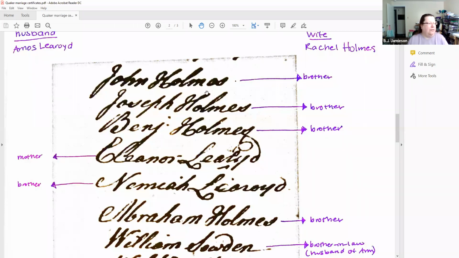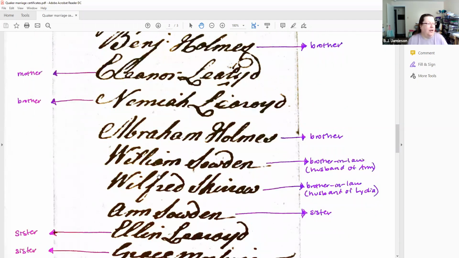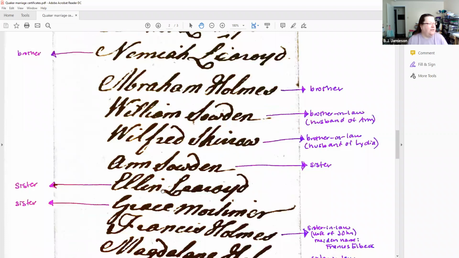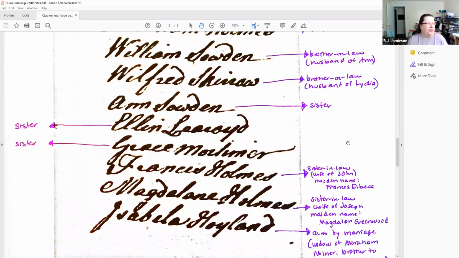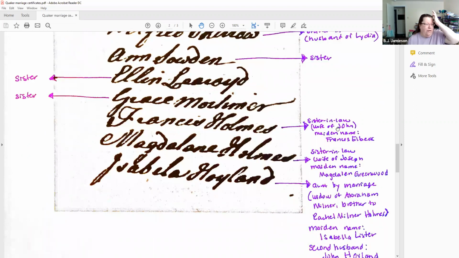And I was able, through looking at records, to figure out that John, Joseph, Benjamin, and Abraham were her brothers. William Soden and Wilfred Sherrow were married to Rachel's sisters. And so here's Anne Soden, the sister. We go back to the sisters of the groom. Here's John's wife. Here's Joseph's wife.